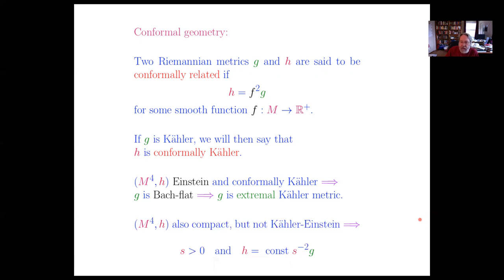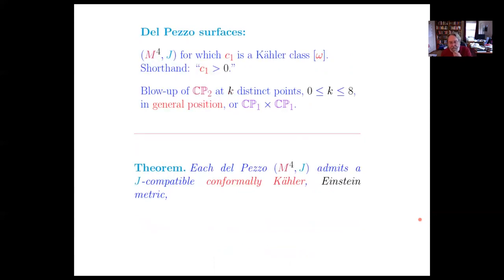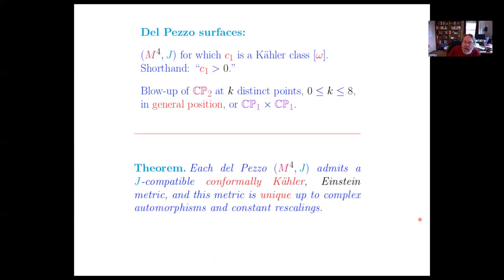In fact, Derdziński didn't know about Calabi's work on extremal Kähler metrics, but it turns out that it's key to understanding the problem. So every del Pezzo surface admits a J-compatible conformally Kähler Einstein metric, and this metric is unique up to complex automorphisms of the complex surface and constant rescalings. So you can normalize the metric by setting the Einstein constant equal to, say, 1 to get rid of the freedom of constant rescaling. It turns out they all have positive Einstein constants, and most of them are actually Kähler-Einstein.